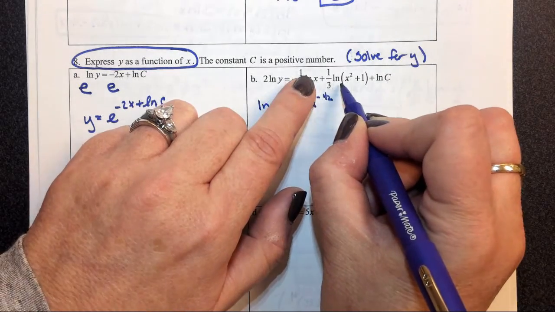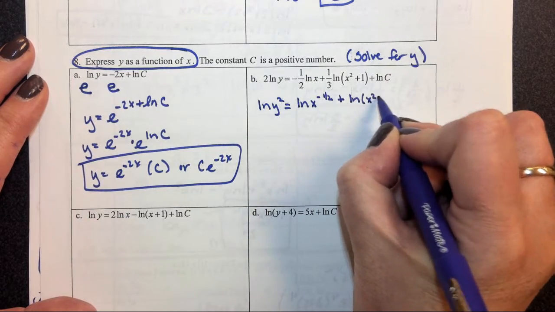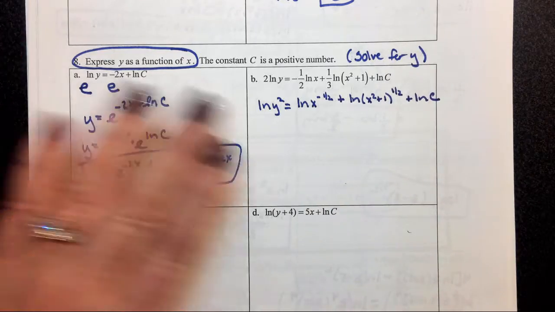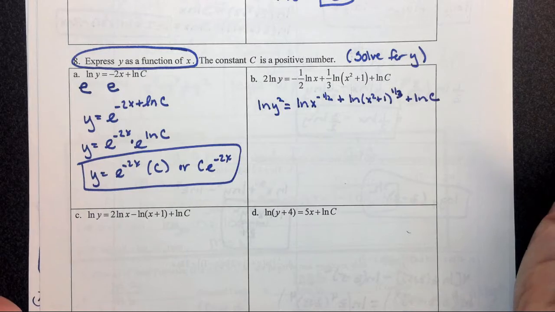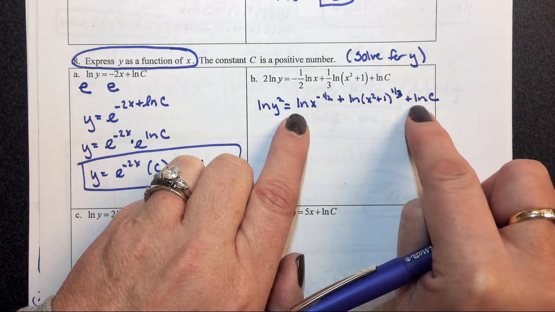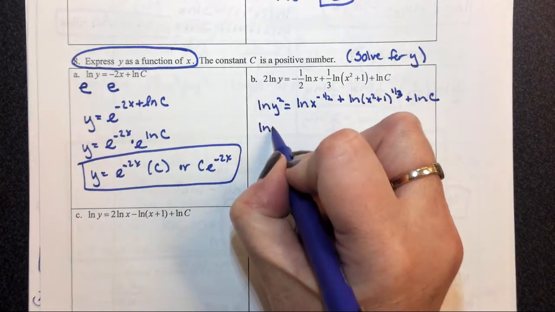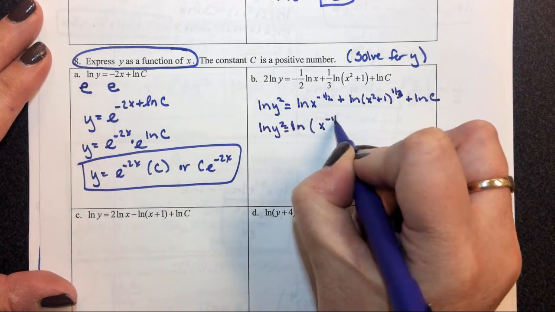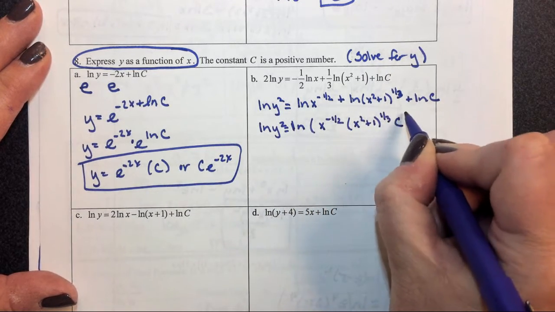Again, I got plus 1/3 natural log of x squared plus 1. I can take that 1/3 and move it to the power of x squared plus 1. So all I did on the right was simply move my powers. Now, notice what's happening on the right-hand side. I'm adding 3 different logarithms together. So what property can I use when I'm adding logarithms? I can squish these together through what operation? Multiplication. So it'd be x to the negative 1/2 times x squared plus 1 to the 1/3 times c.